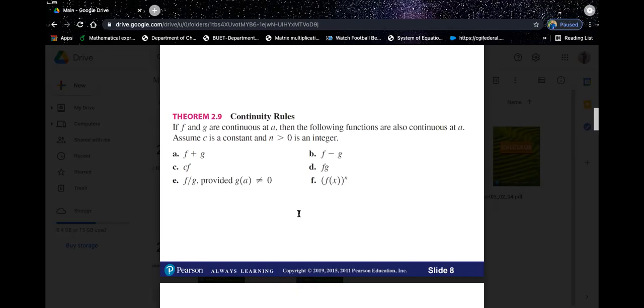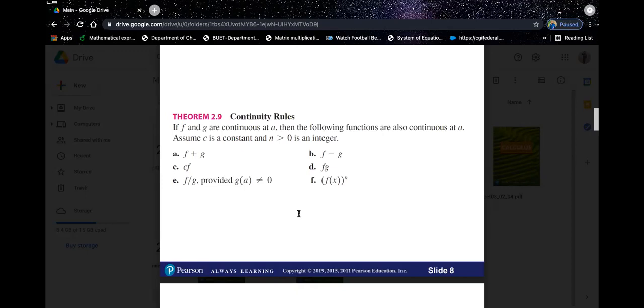And in future, when you find differentiability, you will need the concept of continuity. So you need to have all these concepts at the back of your head, because one requires the other. All right, so let's see what the next theorem says. Theorem 2.9, the continuity rules.